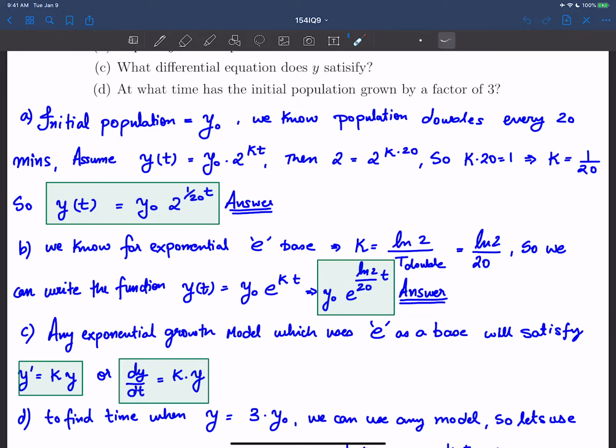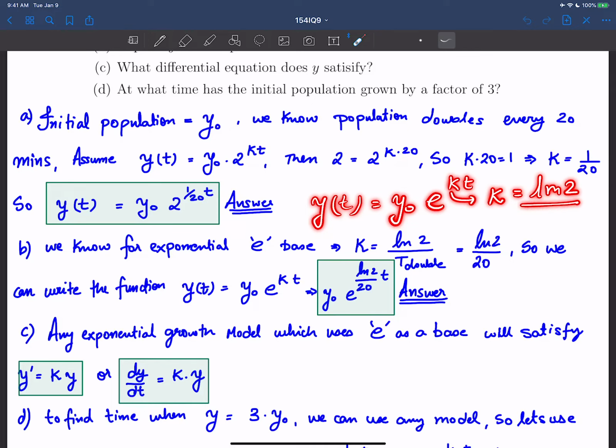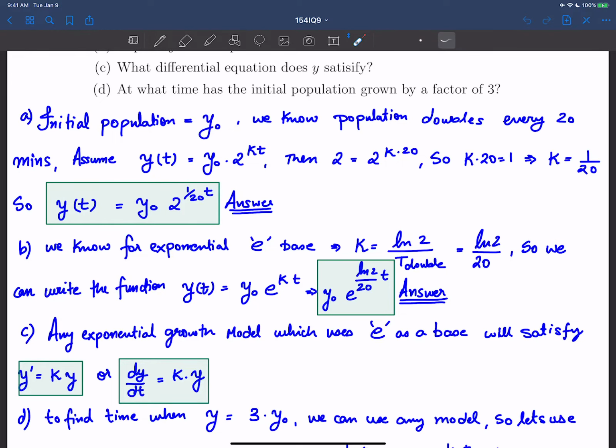Now if we talk about the model with the base e, we have a certain property that we already know about. For exponential models with a base e to the power of kt, that k obeys a relationship that is always equal to ln of 2 divided by the doubling time. We can use that rule here because we know the doubling time is 20 minutes. So we find the k to be ln 2 divided by 20. Of course, you can solve it into a decimal number, but because it's irrational, I don't tend to solve these things usually.